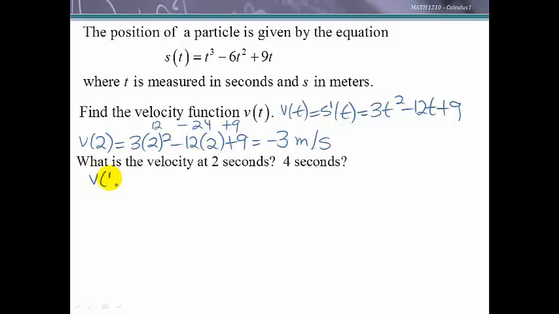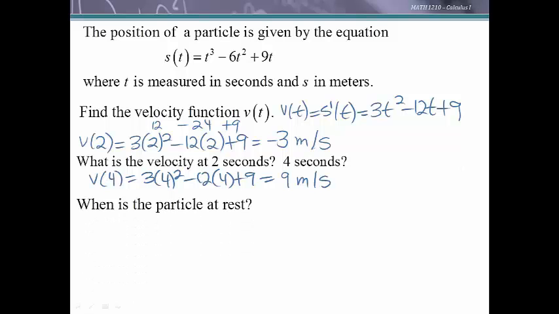Let's find the velocity at 4 seconds. So we'll just go ahead and put a 4 in our velocity function. And it looks like I've got 48 − 48 + 9, so 9 meters per second. So this tells me it has turned around and gone the other way, and at 4 seconds it is moving along to the right at 9 meters per second.